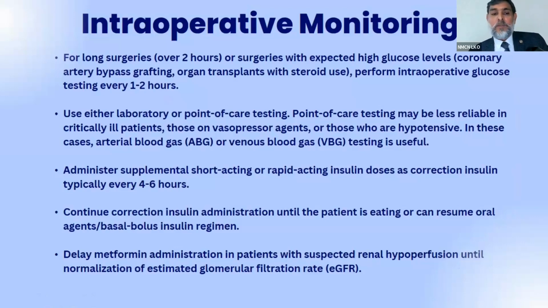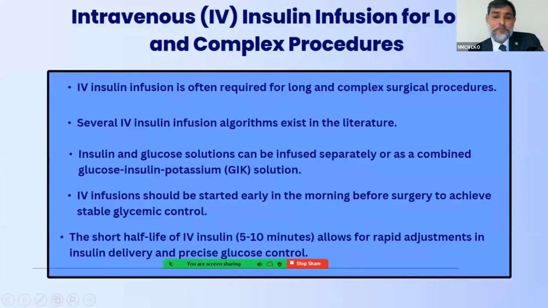In these cases, arterial blood gas or venous blood gas testing is useful. Administer supplemental short-acting or rapid-acting insulin doses as correction insulin. Typically, every 4 to 6 hours correction can be done. Continue correction insulin administration until the patient is eating or can resume oral agent, basal volume, bolus insulin regime. Delay metformin administration in patients with suspected renal hypoperfusion until normalization of estimated eGFR.